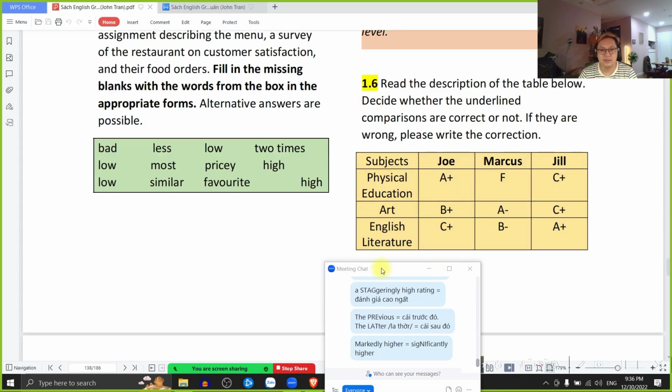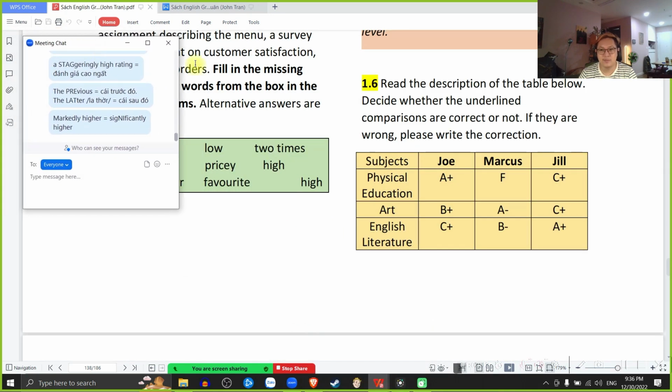let's do 1.6 now. Read the description of the table below. Hãy đọc cái mô tả của các bạn bên dưới. Decide whether the underlying comparisons are correct or not. Các bạn phải quyết định là liệu những cái sự so sánh được gạch dưới này nó có đúng hay nó sai. If they are wrong, please write a correction. Nó sai thì sửa nó, viết ra cái sự sửa.